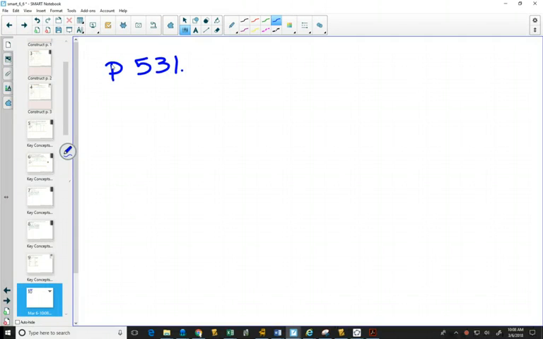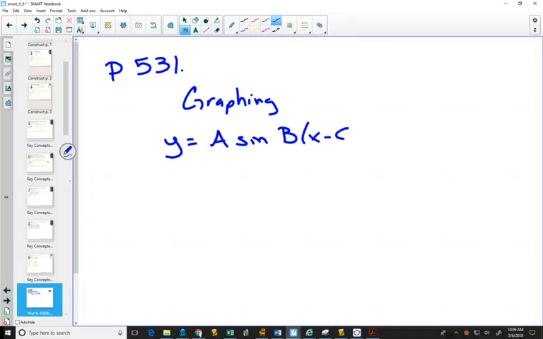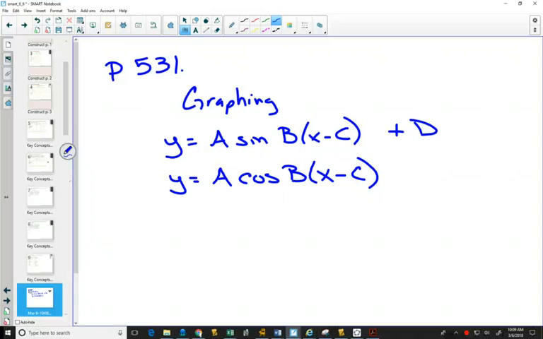At the top of page 531, there's some space. We just went through that chart last class that said what's the different amplitude, what's the different range, what's the different period. What we're leaning towards today is how do we graph, so you can put this as your title at the top of page 531: graphing y equals a sine b x minus c plus d and y equals a cos b x minus c plus d.